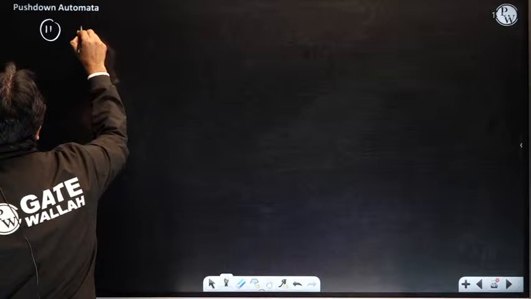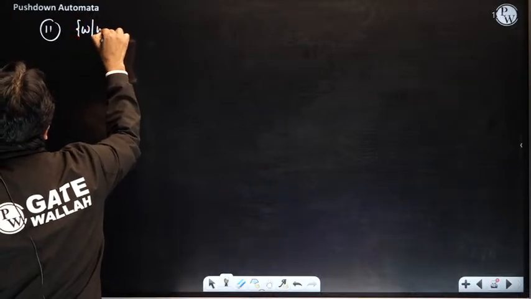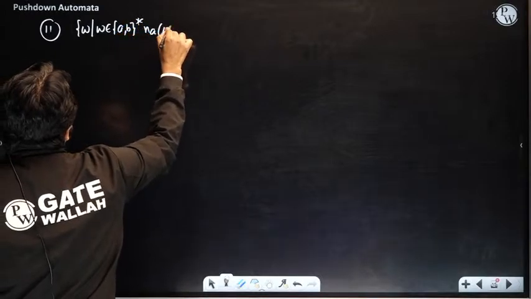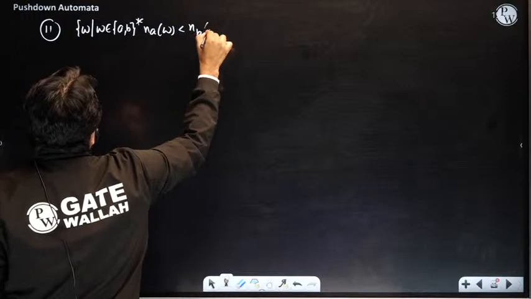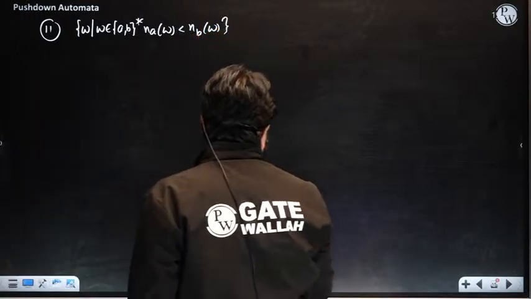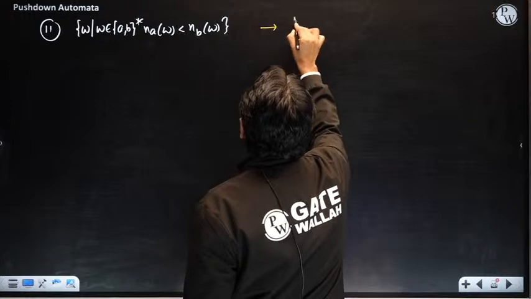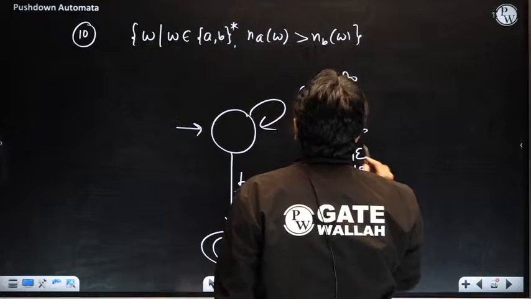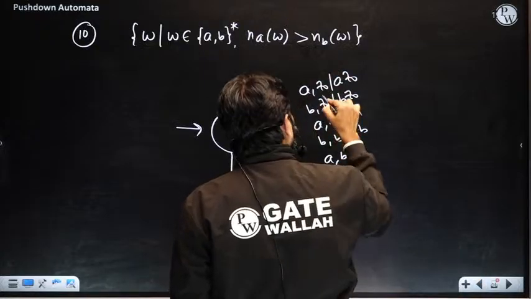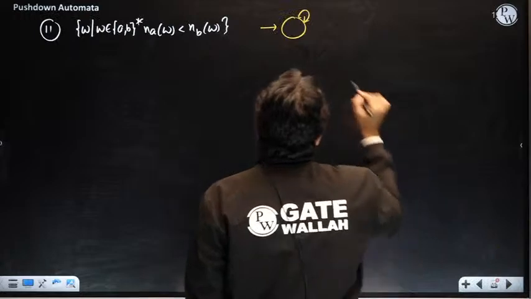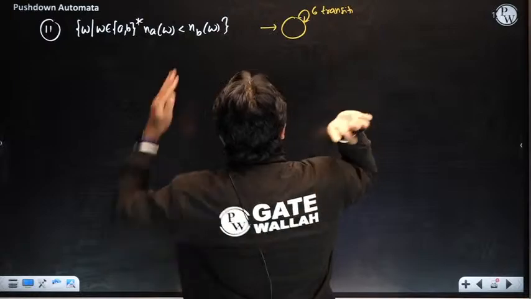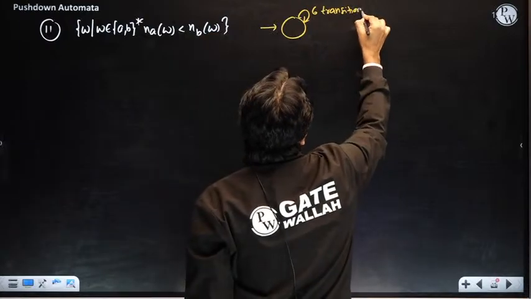Number 11: number of A's less than number of B's. What is the machine? You can design it here itself. The machine is the same as the previous problem, right? How many transitions do you have here? 1, 2, 3, 4, 5, 6. So keep these 6 transitions for everyone. Keep the 6 transitions as they are.